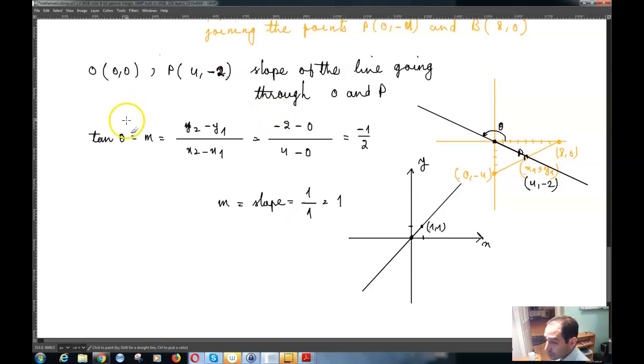So in this particular case, in the case of question number 5, the slope is -1/2, which is actually the right answer.